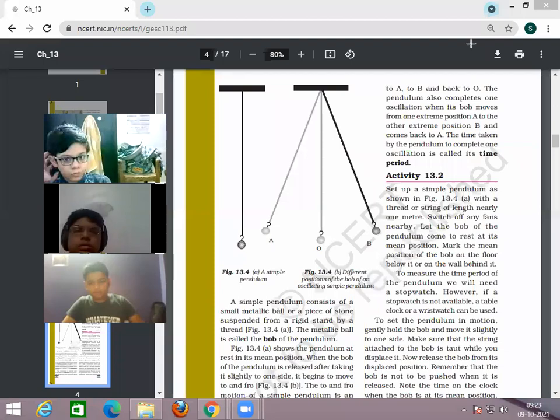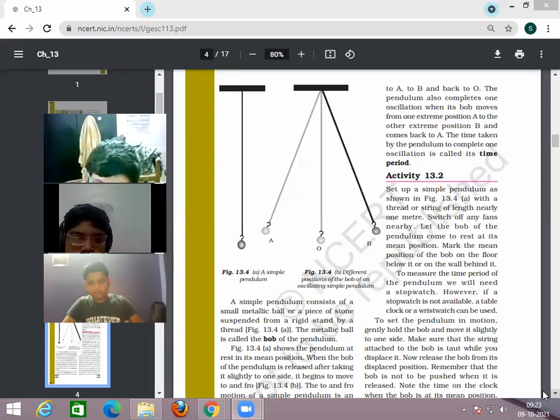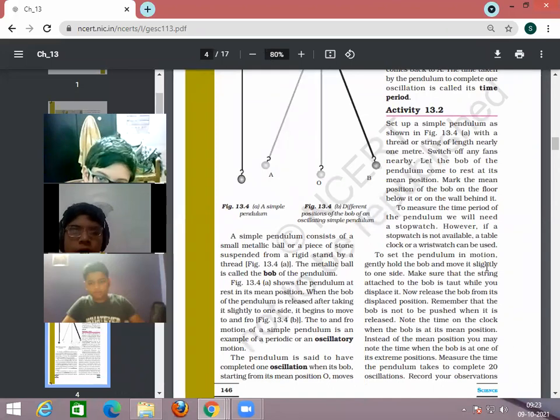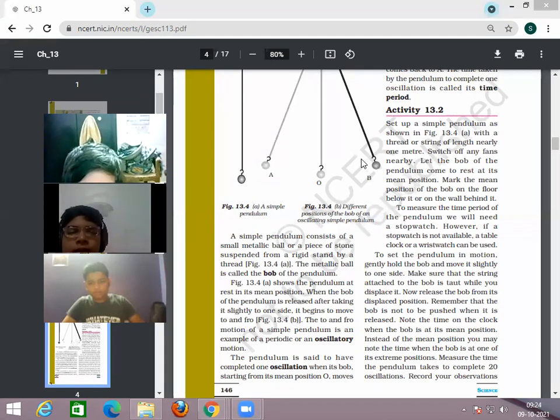To set the pendulum in motion, gently hold the bob and move it slightly to one side. Make sure that the string attached to the bob is taut while you displace it. Now release the bob from its displaced position. Remember that the bob is not to be pushed when it is released. Note the time on the clock when the bob is at its mean position. Instead of the mean position, you may note the time when the bob is at one of its extreme positions.